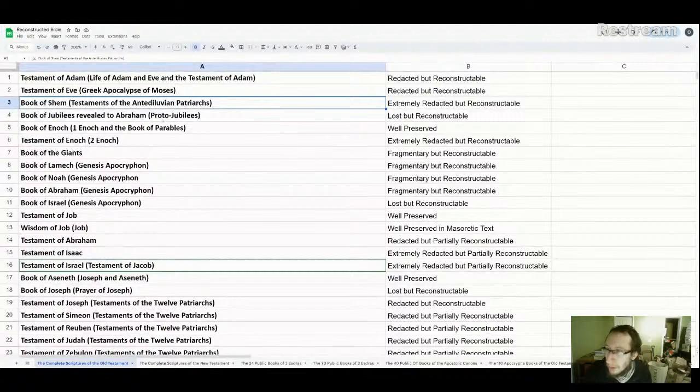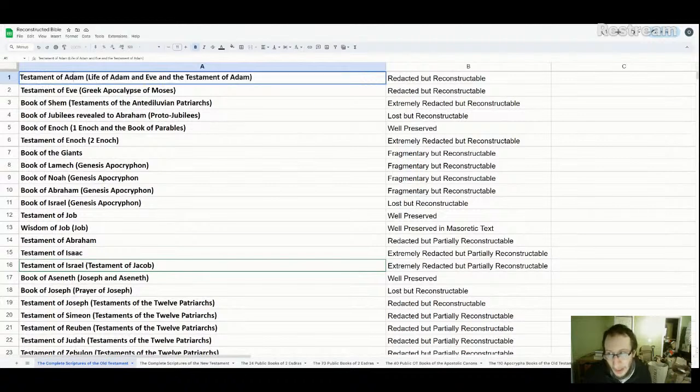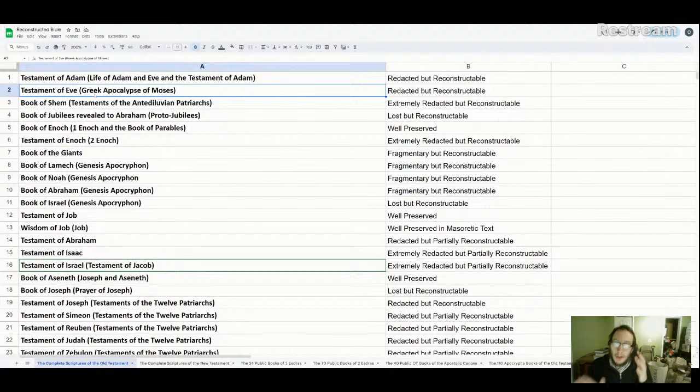Now I'm going to go through these books. The first book on the list is the Testament of Adam. And I also have here a Testament of Eve. Now, there is a book called The Life of Adam and Eve. In the Greek version, it is also known as the Apocalypse of Moses. The Latin manuscripts of the book are called The Life of Adam and Eve, and it has different content than the Greek version.